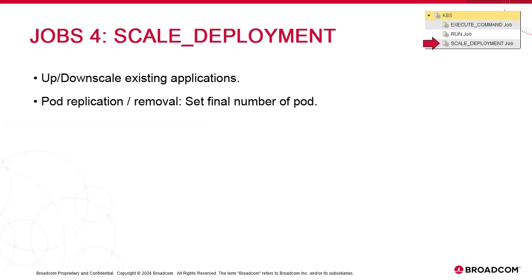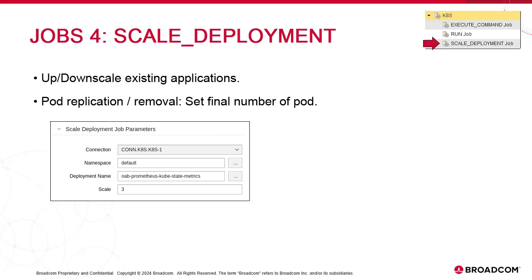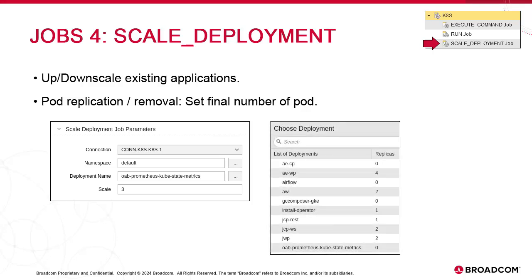Next is scale deployments. You select the cluster, the namespace, and then browse to the list of deployments or applications currently running in the cluster, as well as the number of pods dedicated to each. You can easily increase or decrease this number based on resource allocation, processing power, or something else, by typing the desired value in the scale fields. In our example, Prometheus currently has 0 dedicated pods. We increase it to 3.